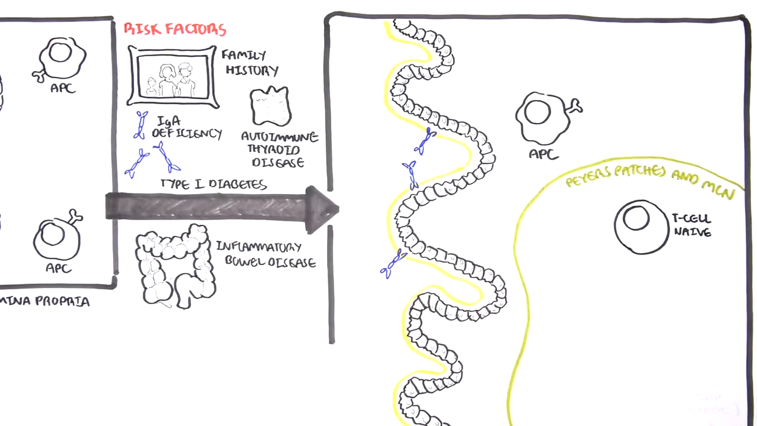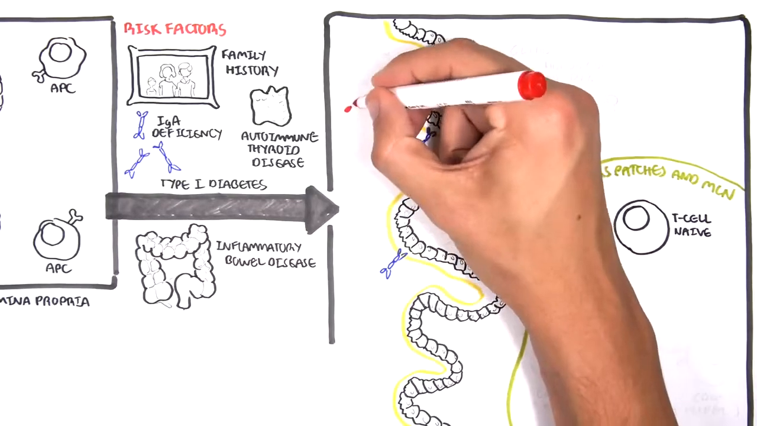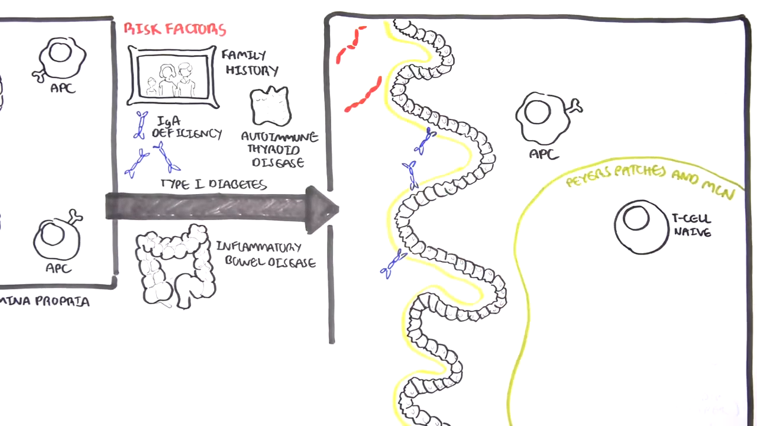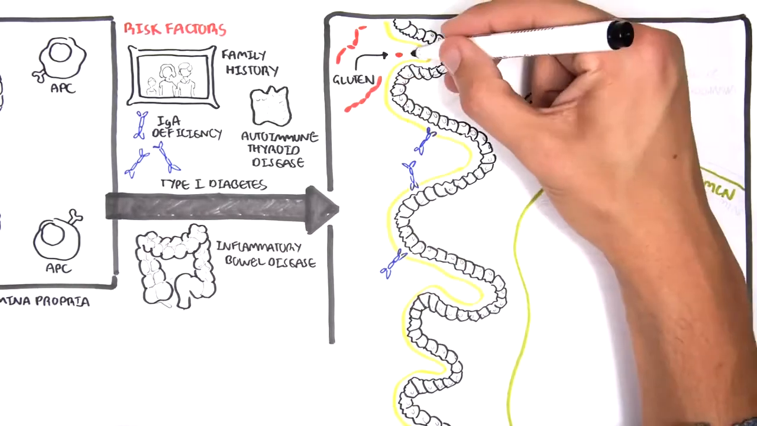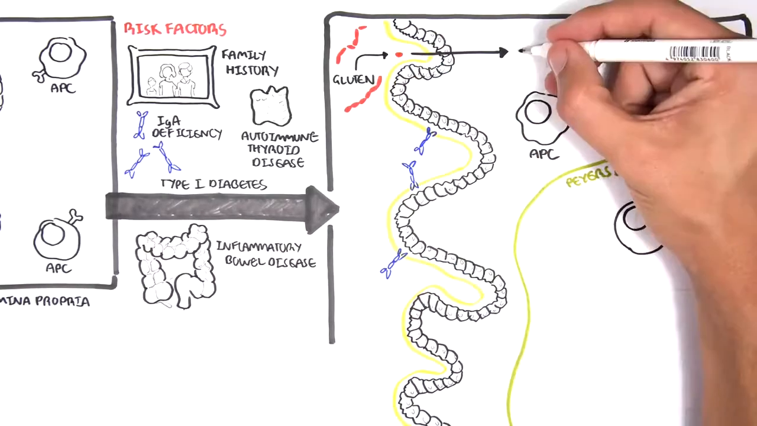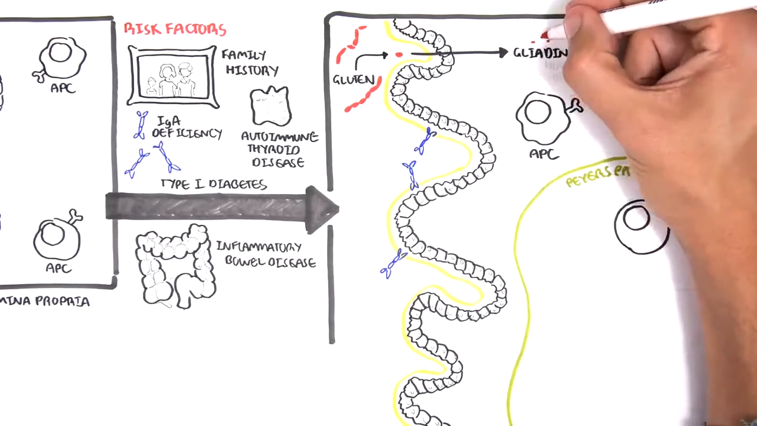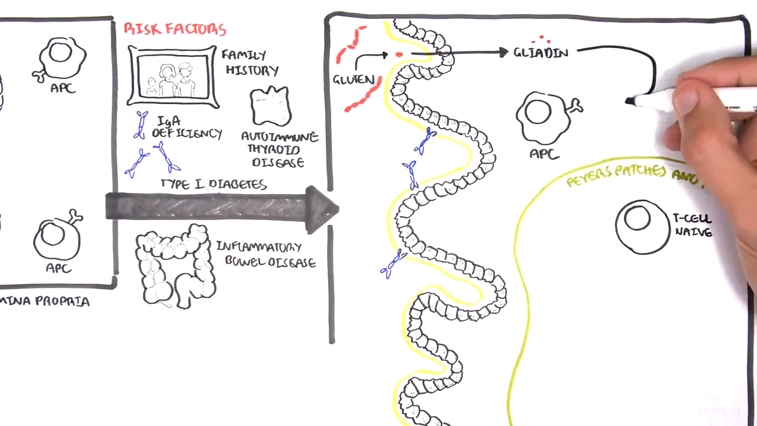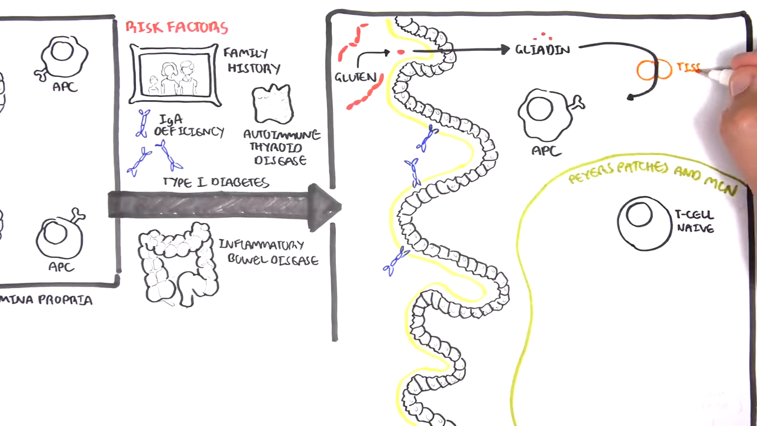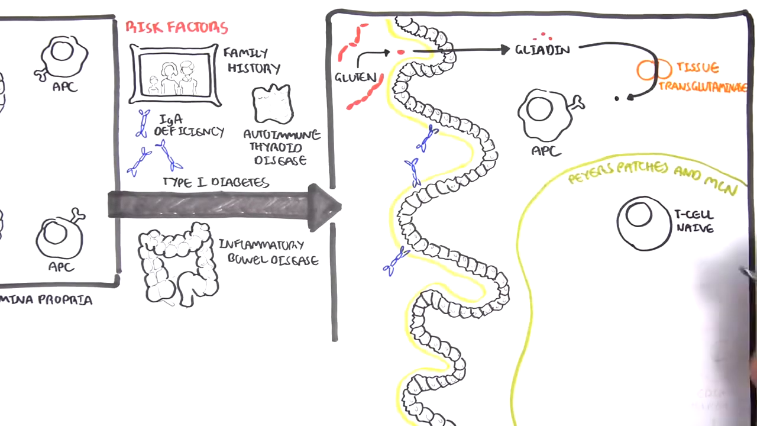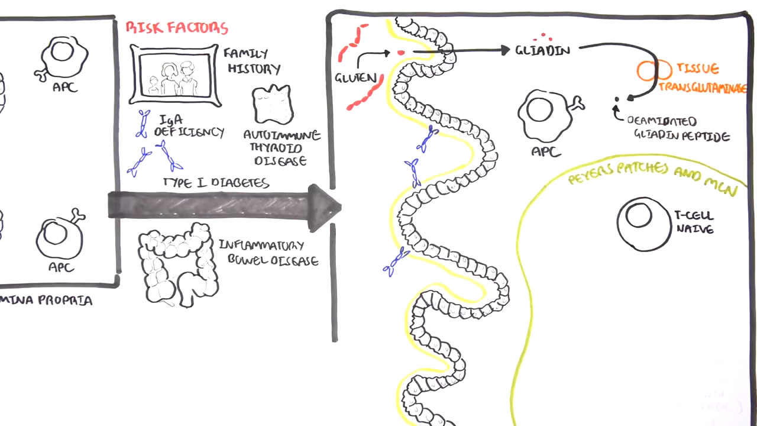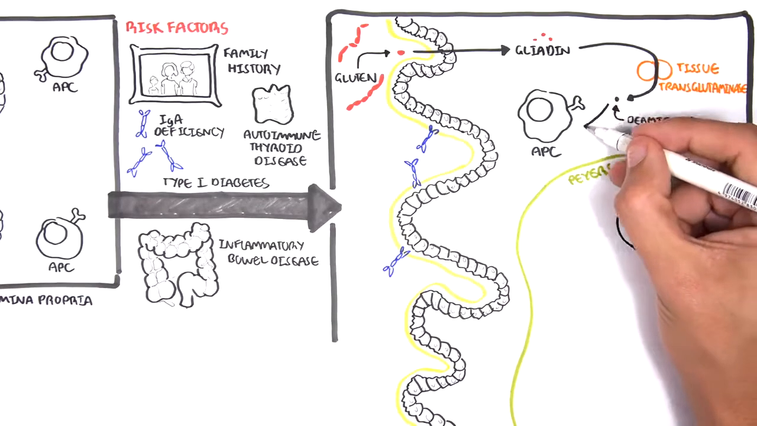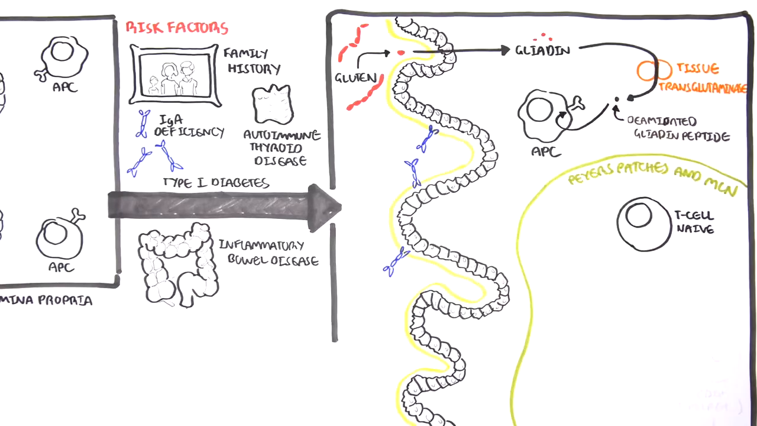So the pathogenesis theory goes something like this. Gluten-containing food is broken down, and a part of gluten, a specific part called gliadin, is absorbed. Gliadin, through the enzyme tissue transglutaminase, or TTG, gets converted to deamidated gliadin peptides. The deamidated gliadin peptides get picked up by these antigen-presenting cells within the area.